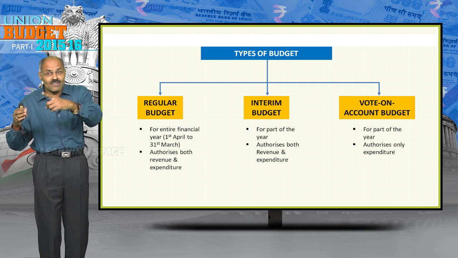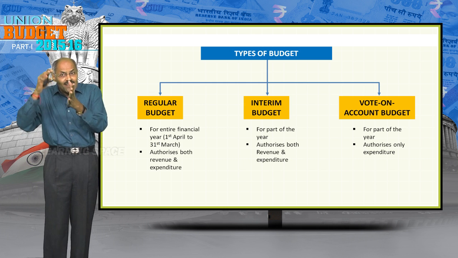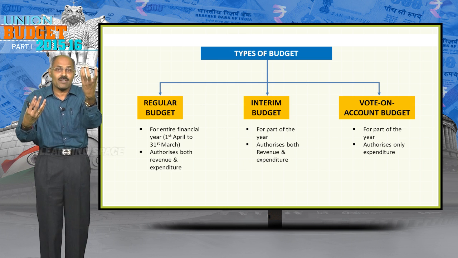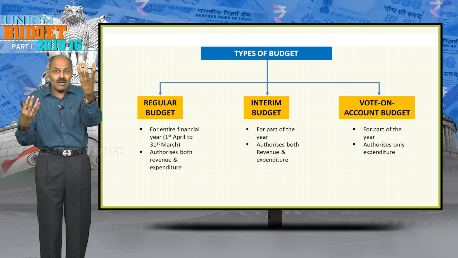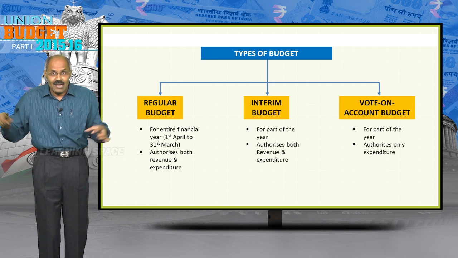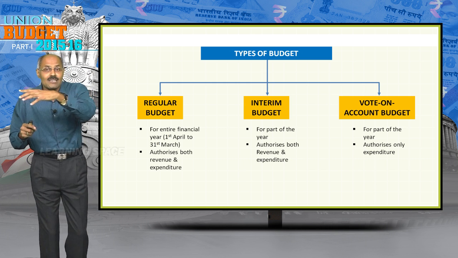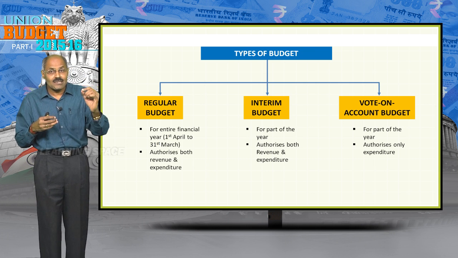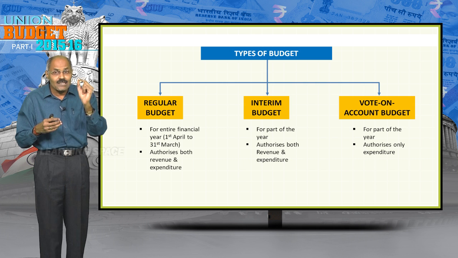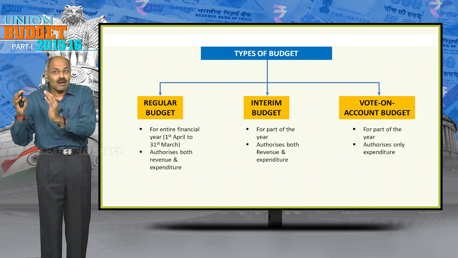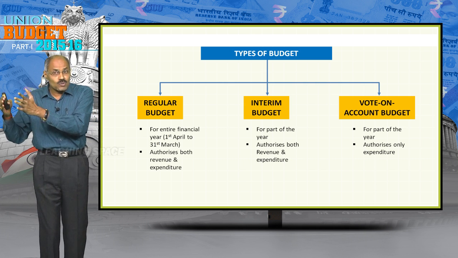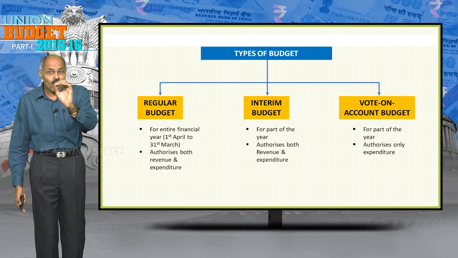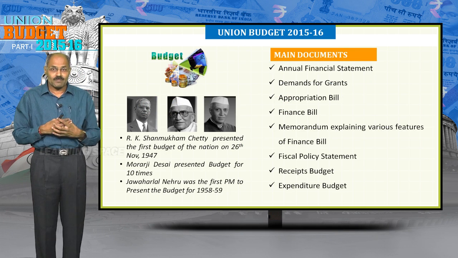Vote on account budget facilitates only expenditure, whereas interim budget and regular budget facilitate not only expenditure but also changes in the revenue. But remember, regular budget is for the entire financial year and interim budget is only for part of the year. Normally, interim budget or vote on account budget is presented when elections are due during May or June, right? Having learned these things, let us look into what are the main documents of budget.